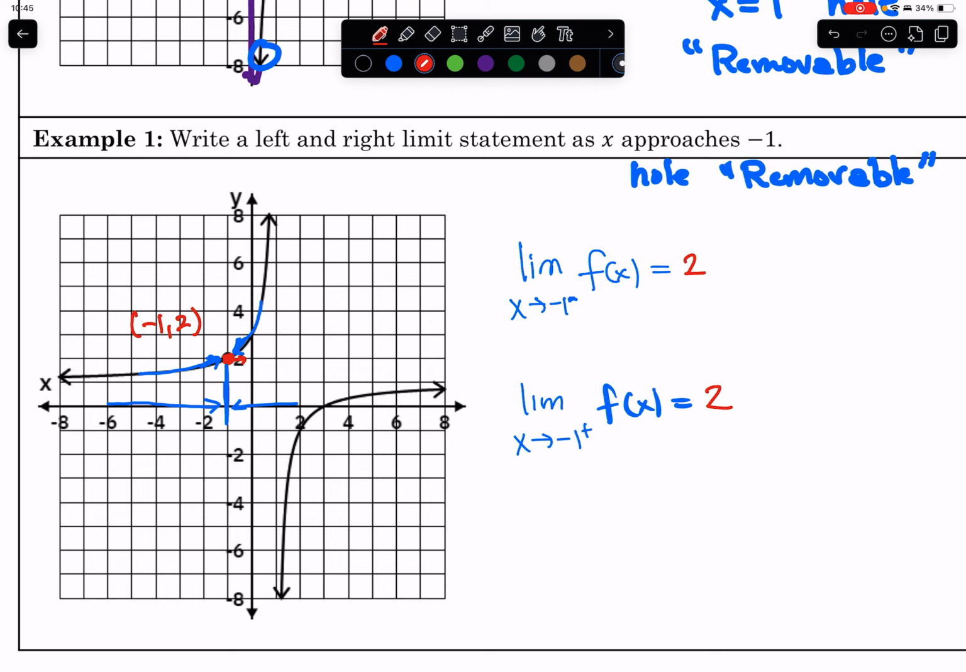So very similar to the horizontal asymptote, where the ends again approach this horizontal line, when we approach a hole, a removable discontinuity, the answer is going to be the same from both the left and the right end of that discontinuity, of that hole. So right here, this is what the left-hand behavior and the right-hand behavior as x approaches -1 is.